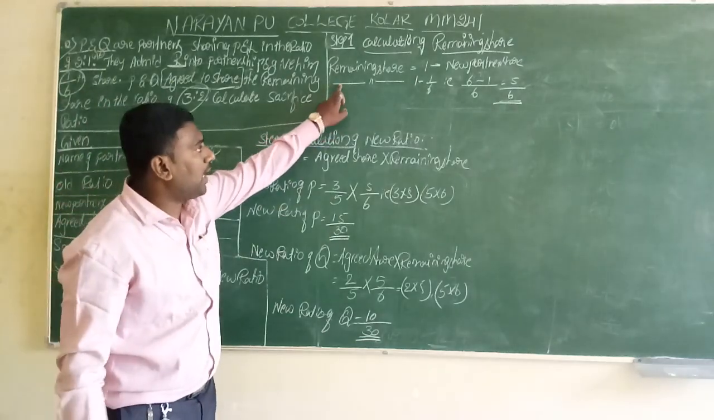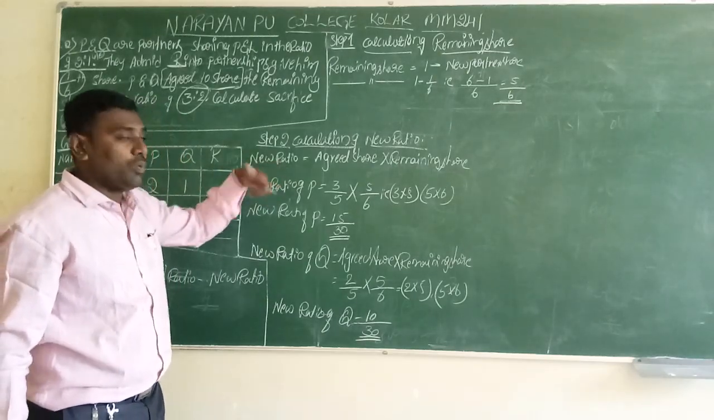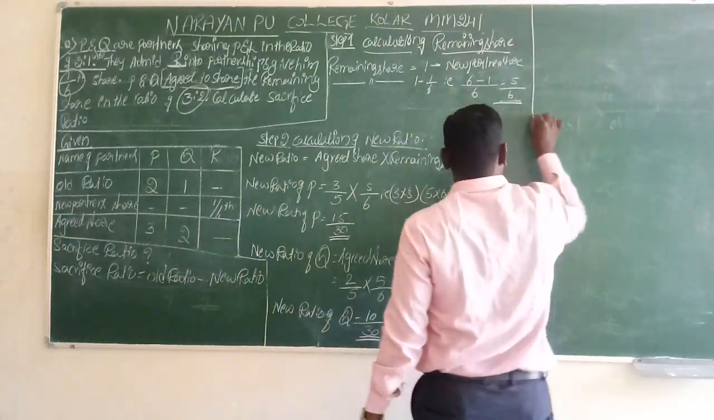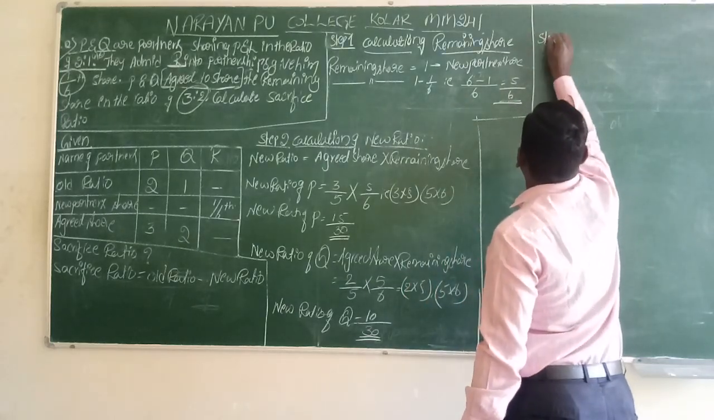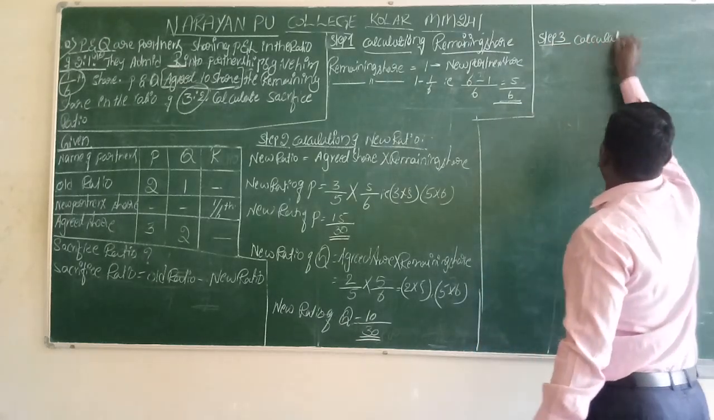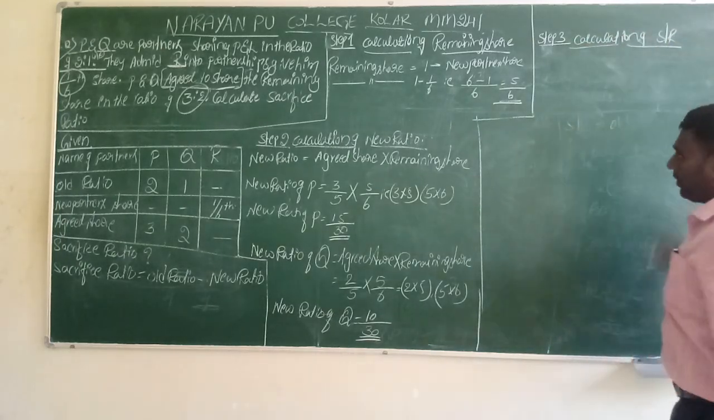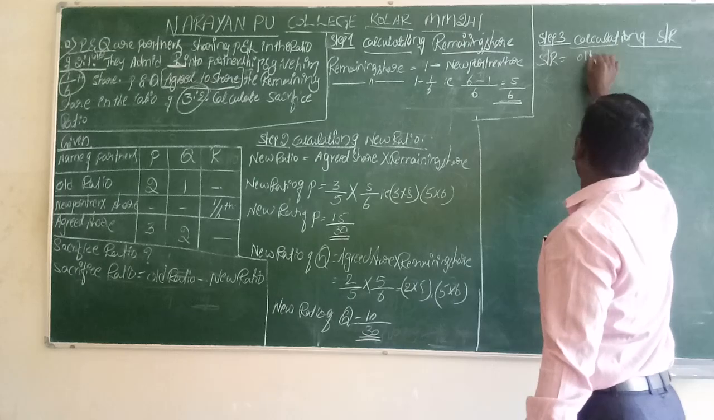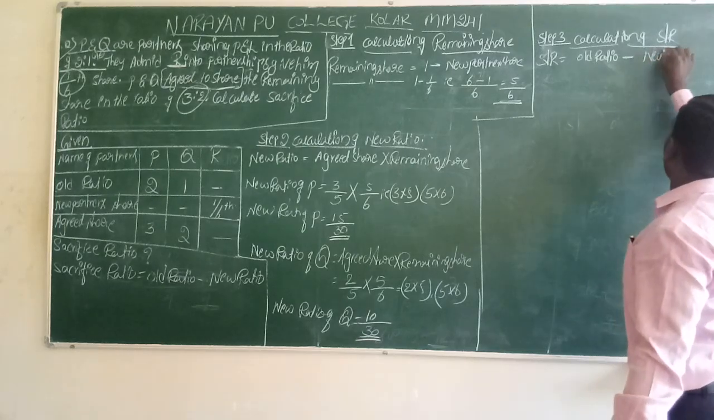In step number 1 we calculated the remaining share. In step number 2 we calculated the new ratio. Now we have to move to step number 3, that is we have to calculate the sacrifice ratio. So step number 3, calculation of sacrifice ratio. Now we have to write down the formula. Sacrifice ratio is equal to old ratio minus new ratio.